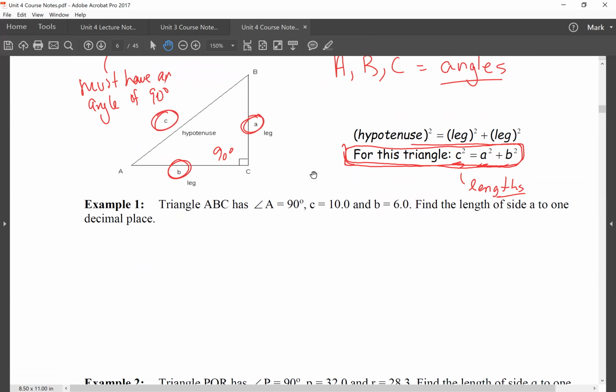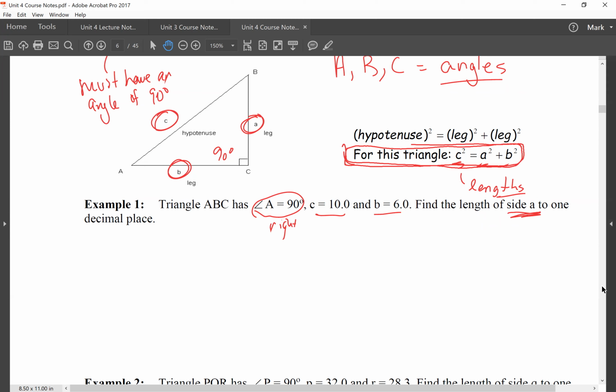Okay, so example number 1. You'll notice this chapter is a little different than the other chapters. It's not really been solved for you, so I'm going to have to do it. Example number 1. If triangle ABC has a right angle, angle A is 90, so this is a right triangle. C is 10, B is 6. Find the length of side A to 1 decimal place.